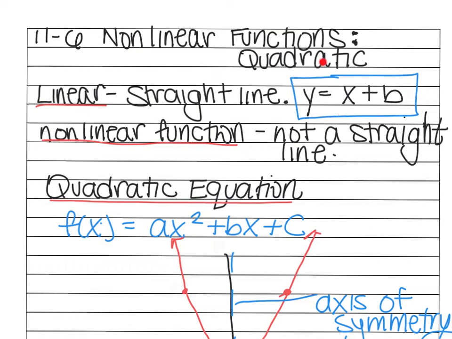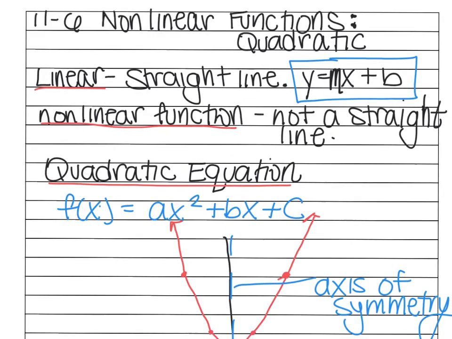This was our y equals mx plus b, where we should have an m because we always have a slope, even if it's 1 or 0. So we have y equals mx plus b. That is our straight line. A nonlinear function is not a straight line, and there are several other graphs that are not a straight line, but we are going to focus today on the quadratic equation, which looks like this below.